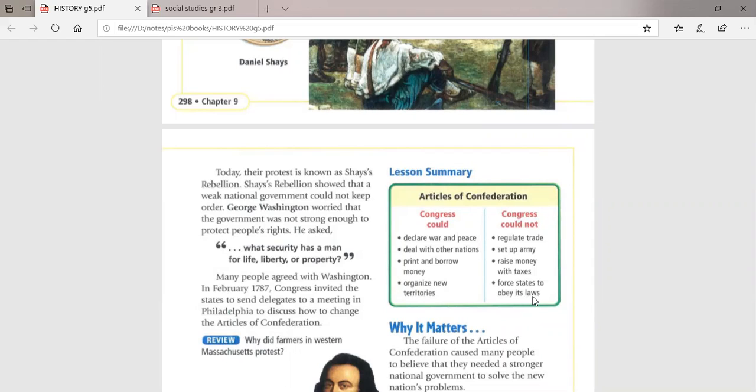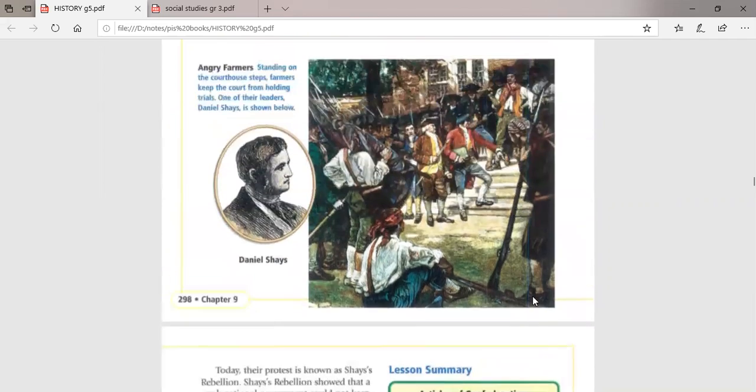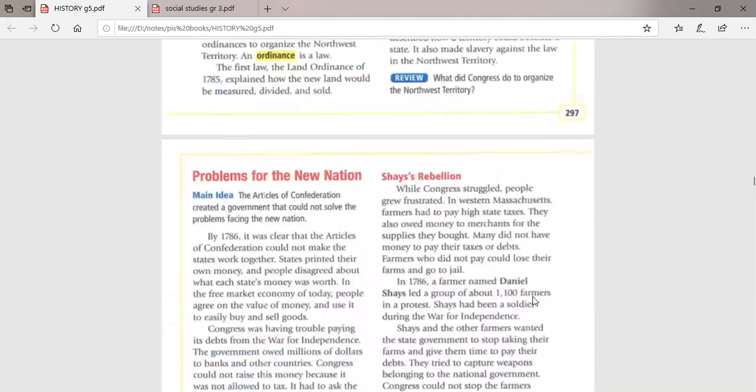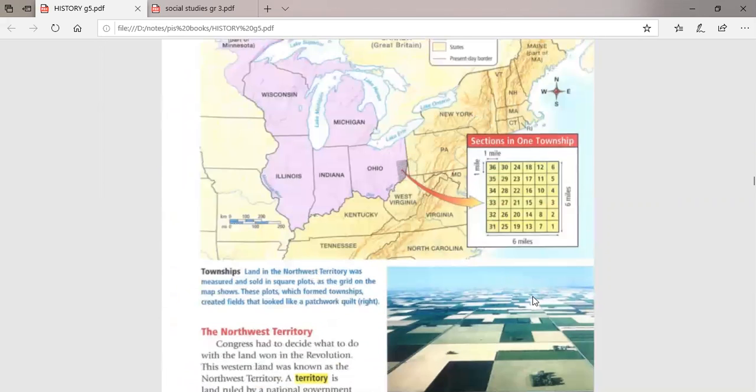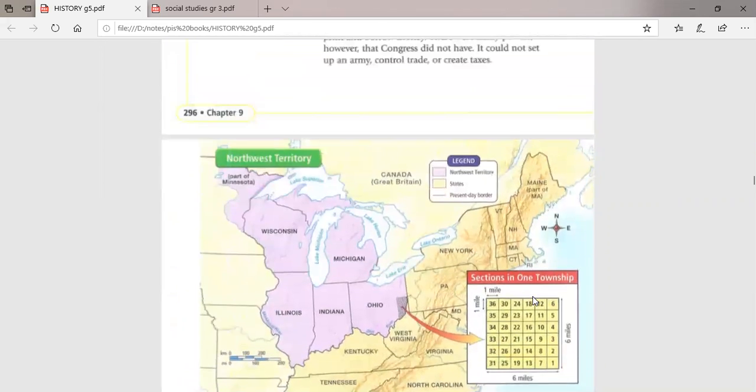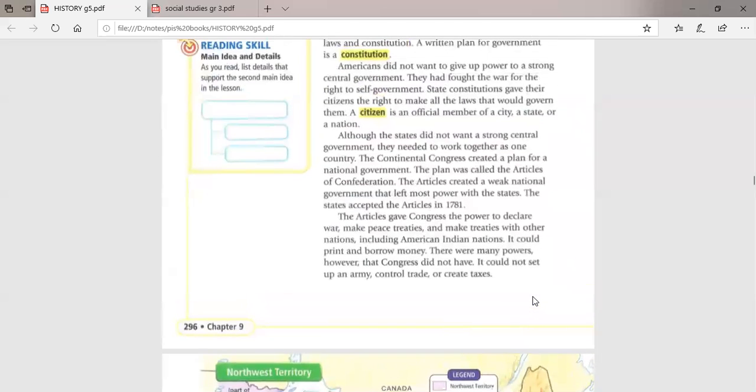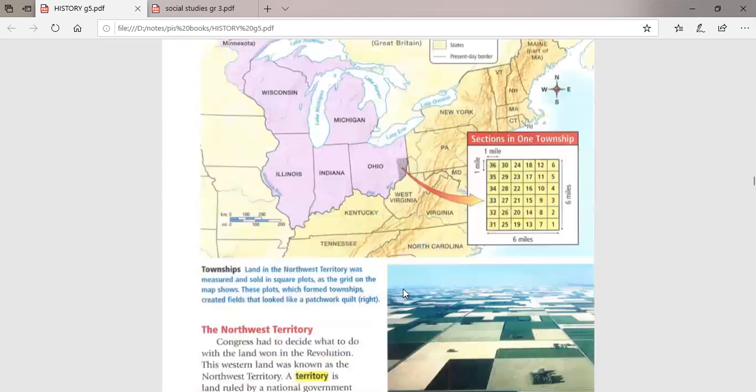So the Articles of Confederation were not successful at that time. Again, guys, America ended the war with Britain, and then the Americans, especially the Congress, started to write their first constitution. The first constitution the Americans wrote was called the Articles of Confederation. These Articles gave the Congress some powers and took some other powers from it. So let's see here.